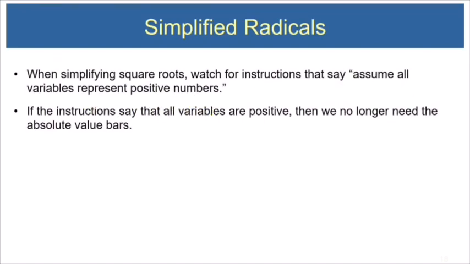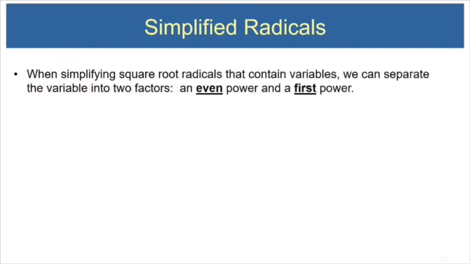Now, as you've already seen, if you have a variable raised to an even power, it's easy to get the square root of that by just cutting the power in half. But if you have an odd power and you need to take a square root of an odd power, then there's a little trick that we use. So when you're simplifying square root radicals that contain variables, you can separate the variable into two factors, an even one and a first power. And then what happens is it's easy to take the square root of the even power, and the first power just stays under the radical.